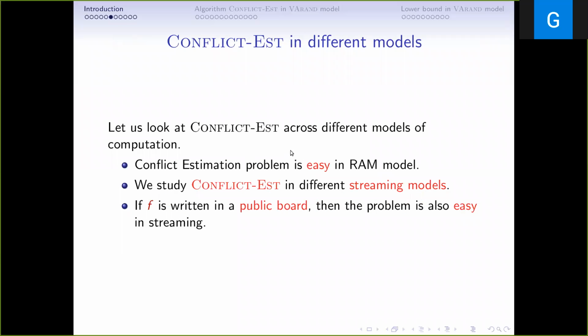First, note that the conflict estimation problem can be solved in time linear in the number of edges in the RAM model, obviously. We focus on conflict estimation in different variants of the streaming model. Before getting into literature and our results, first observe that if we are considering the conflict estimation problem in any streaming model, and the coloring function F is written on a public board, then we can solve the coloring conflict estimation problem very easily.